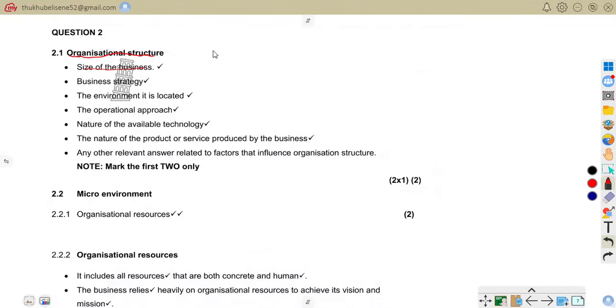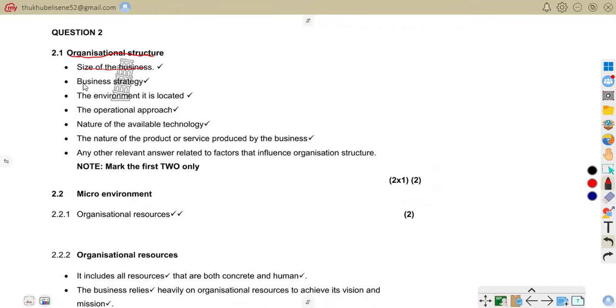So size of the business, you're talking about number of employees and scale of operations determining how complex the organizational structure will be. For example, a small spaza shop has one owner managing everything, while a larger supermarket has managers for finance, HR, as well as marketing. So hope you get it.